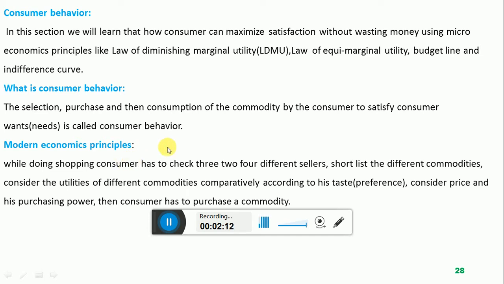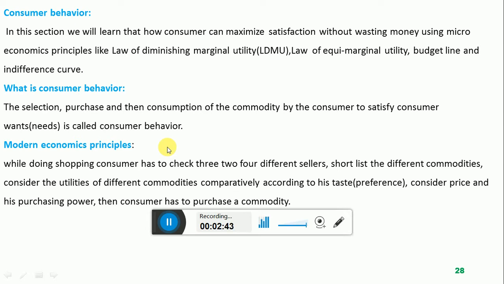What are the rules? First, conduct market research, meaning check the market, check 3 to 4 different sellers for the commodity. Shortlist the different commodities. Compare the utilities of the commodities, that is, which commodity you like more and will provide you more satisfaction. Consider the prices of the goods and services. Consider the purchasing power.